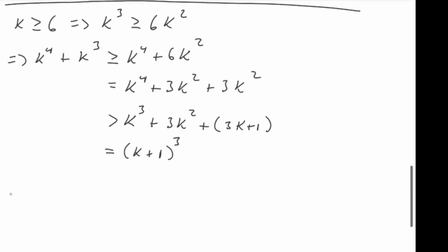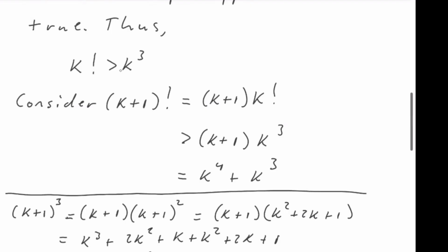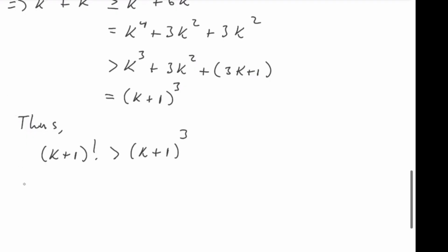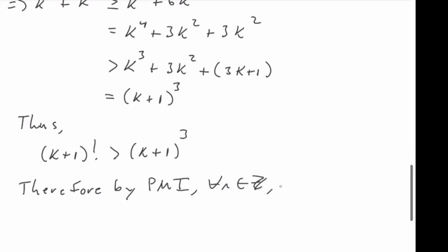So we've shown, thus, we have k plus 1 factorial is bigger than k plus 1 cubed, right? So assuming that k factorial is bigger than k cubed, we're able to show that k plus 1 factorial is bigger than k plus 1 cubed. Therefore, by PMI, for every n contained in the integers where n is bigger than or equal to 6, we have n factorial is bigger than n cubed. And that's our proof by principle of mathematical induction.